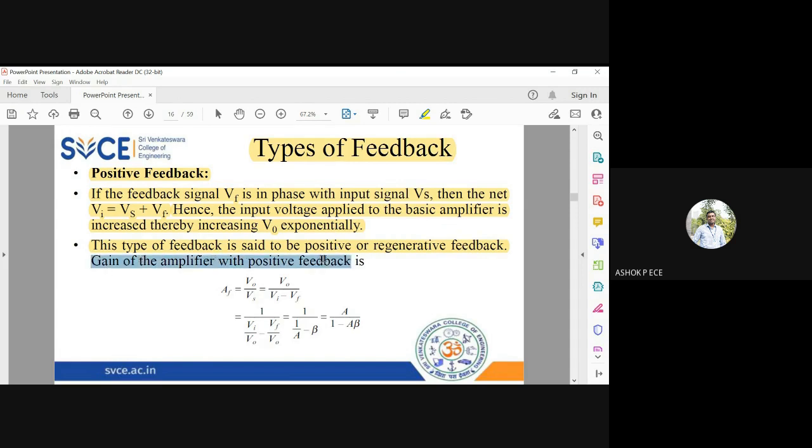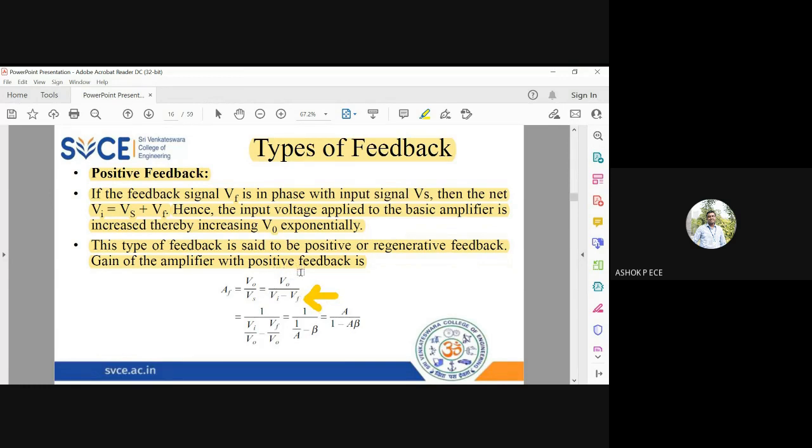Now we are going to find the gain of the amplifier with feedback. You know the expression for AF is equal to V naught by Vs. Whenever you consider the feedback, you have to consider the source voltage or source current. So here it is V naught by Vs. From the equation Vi equal to Vs plus Vf, if you rearrange the terms, I can find Vs equal to Vi minus Vf. I just substitute that in the denominator, so V naught by Vi minus Vf.